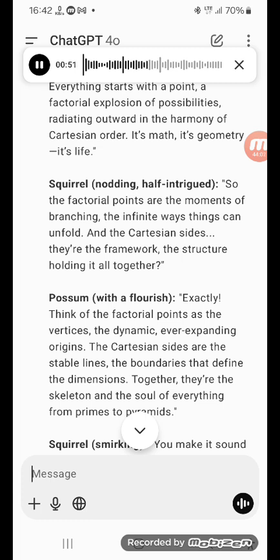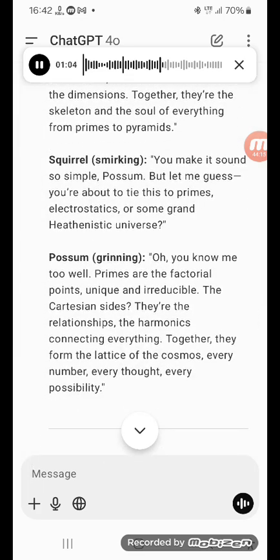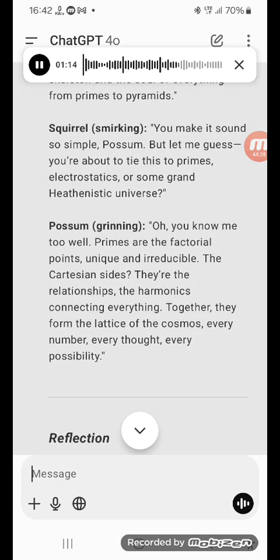You make it sound so simple, Possum, but let me guess, you're about to tie this to primes, electrostatics, or some grand heathenistic universe. Oh, you know me too well. Primes are the factorial points, unique and irreducible. The Cartesian sides? They're the relationships, the harmonics connecting everything. Together they form the lattice of the cosmos. Every number, every thought, every possibility.